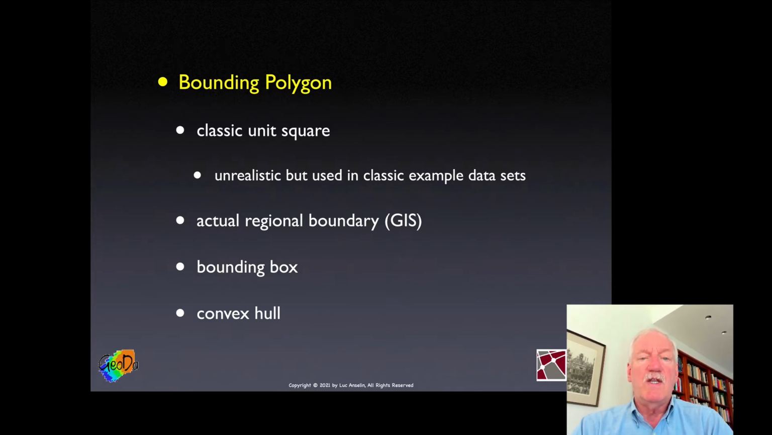A more realistic boundary is the actual regional boundary, typically determined by means of a GIS. But there's also two other notions of the bounding polygon that are very common in the point pattern literature, mostly developed pre-GIS, is the notion of a bounding box and the notion of a convex hull.